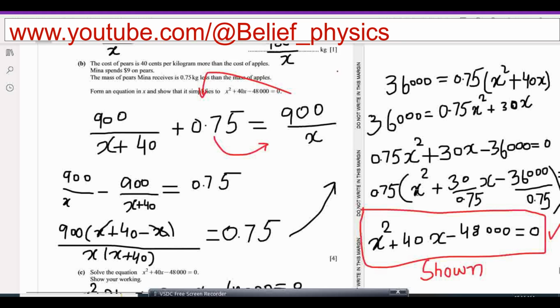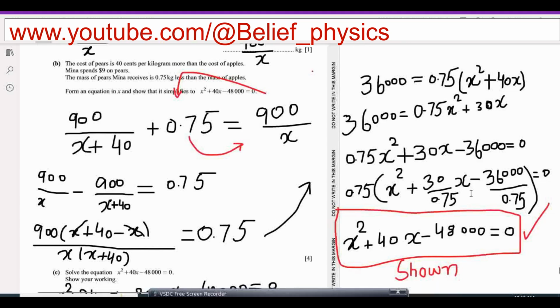This is common, so this is 0 x square. This 0.75 is not here, so it will be divided. All of this will be equal to 0. When we shift this 0.75 to here, we multiply or divide by 0, which is equal to 0. So we get x square plus 30 over 0.75 is 40, and 36,000 divided by 0.75 is 48,000. So we get x square plus 40x minus 48,000 equal to 0. This is what we had to show. So we have shown that x square plus 40x minus 48,000 is equal to 0.